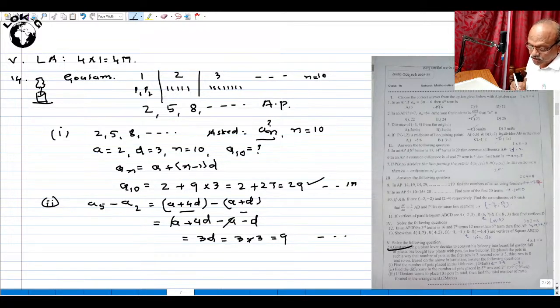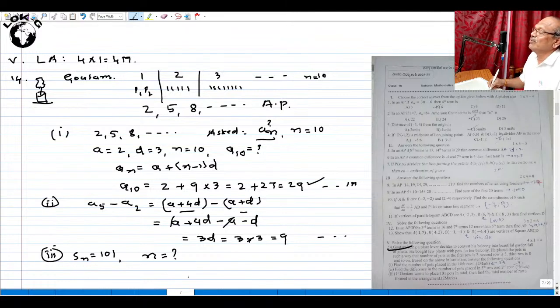Gautam wants to place 101 pots in total. Okay, let us see the third one. How many pots does he have to place? Sn total, how many pots? 101 pots he wants to place. Then find the total number of rows formed in the arrangement. Total number of rows means n, you are asked to find.